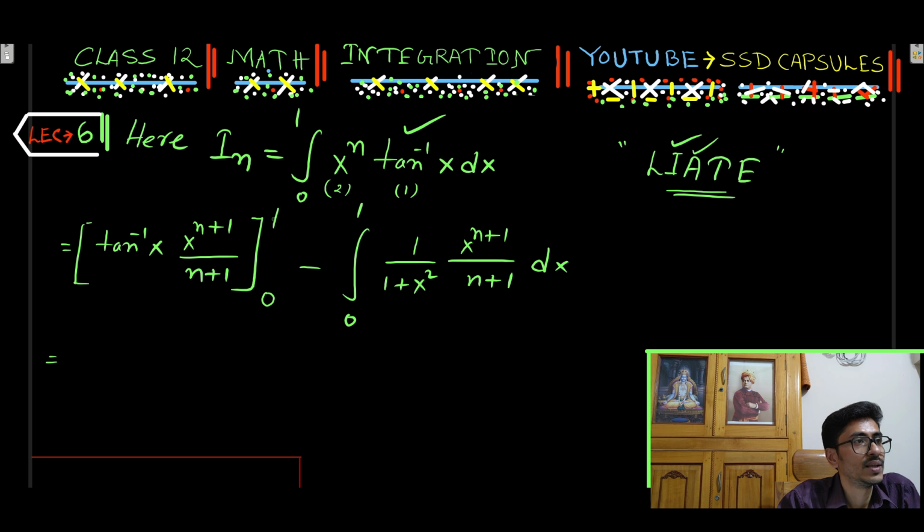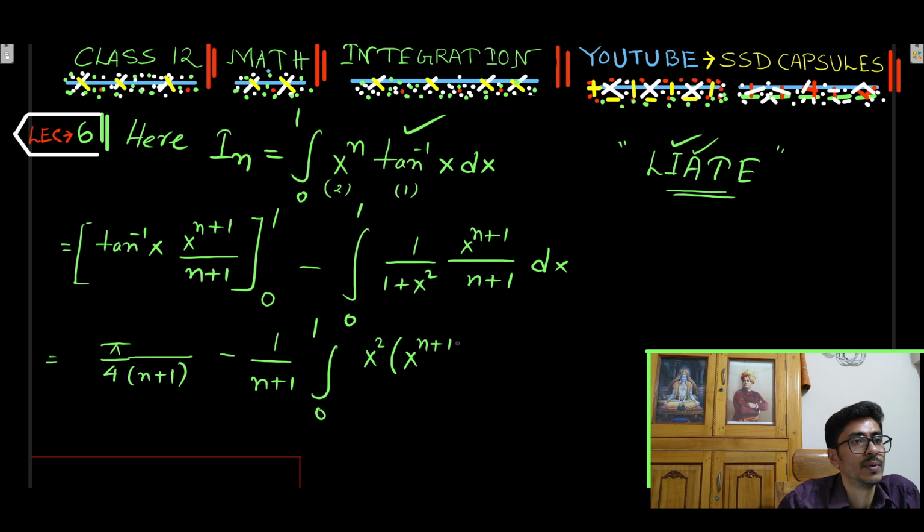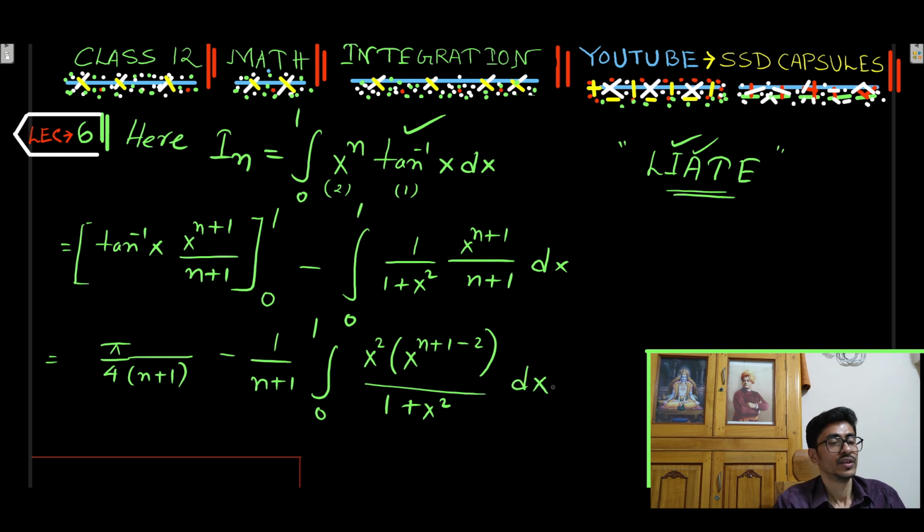Now if we put the limits, tan inverse 1 means pi by 4, times 1 by n plus 1, and we know that tan inverse 0 equals 0. Here minus 1 by n plus 1, integral from 0 to 1, here we take x square common, so x to the power n plus 1 minus 2. Why we do such arrangements, you can understand after when I do the next step. Okay, so now next page.